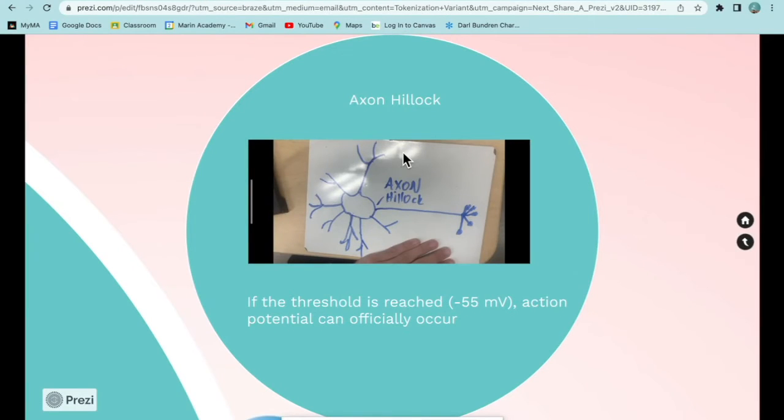Hi, my name is Quinn, and today I will be presenting on how action potential moves down the axon of a neuron. As the signal is received in the dendrites, it moves through the cell body into the axon hillock, and if the threshold is reached at negative 55 millivolts, action potential can officially occur, and the first sodium channel will open. The influx of sodium into the cell from this channel will trigger the next voltage-gated sodium channel to open. These positive ions will then cause the next passive ion channel to open, and so on and so forth.